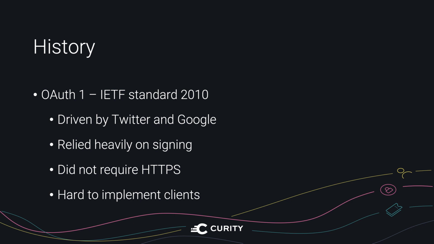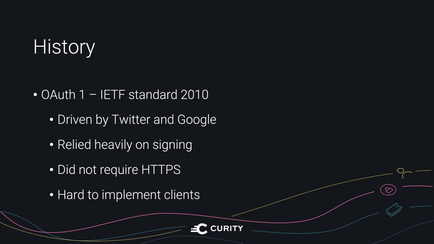So OAuth is pretty old by now. OAuth 1 was ratified 2010 by IETF, but had been worked on for a while before that. It was driven by Twitter and Google and others, and the main rationale was that a lot of APIs were starting to show up because of mobile gaining traction. And we needed a way to provide third-party access to these APIs.